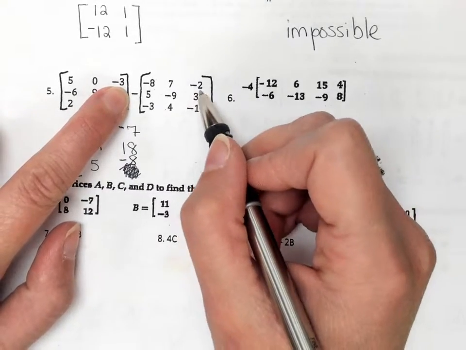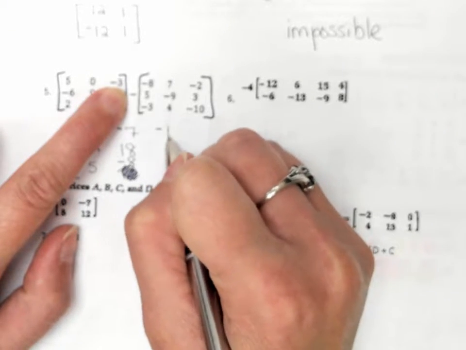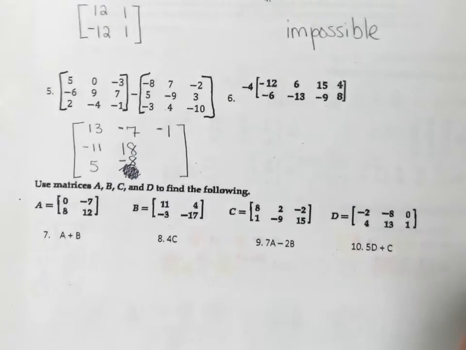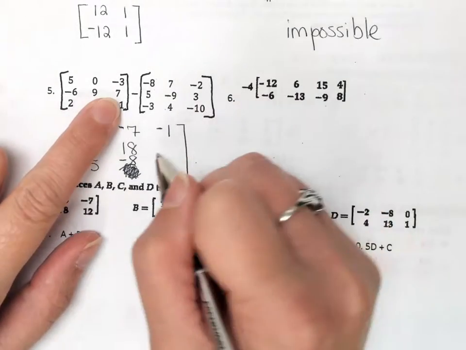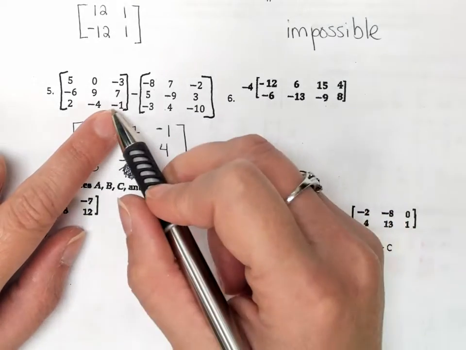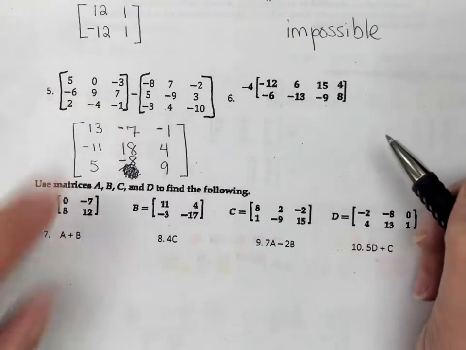Alright, negative 3 minus negative 2. Negative 1. Alright, let's see. We've got 7 minus 3. 4. Alright, negative 1 minus negative 10. Positive 9. There you go.